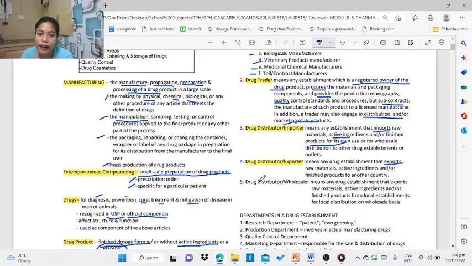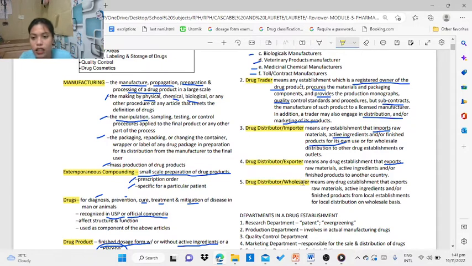So next we have the wholesaler. It's not the drug trader. The trader is the registered owner of those drug products, but subcontracts the manufacture of such product to a licensed manufacturer. So they are the registered owner of the product, but the manufacturing is done by a licensed manufacturer, and they handle marketing.